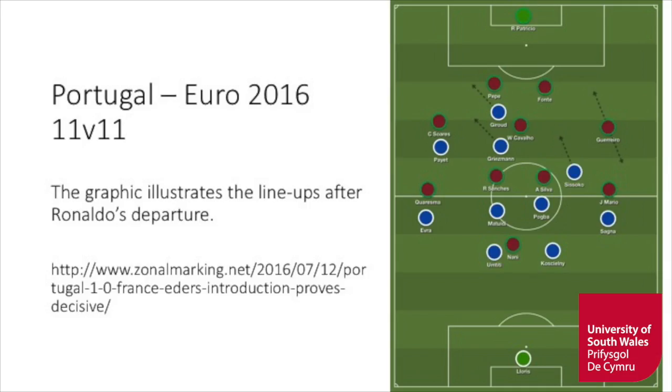The example we're going to run through is Portugal at Euro 2016 and specifically the final against France. You can see on screen the 11v11 graphic of how Portugal lined up and was set up following Ronaldo's substitution due to injury. You can see Portugal set up in a 4-1-4-1 system.